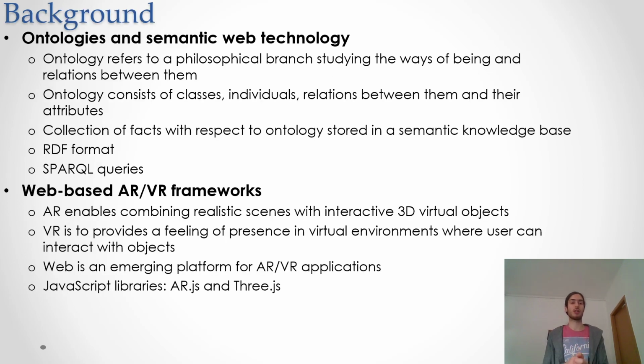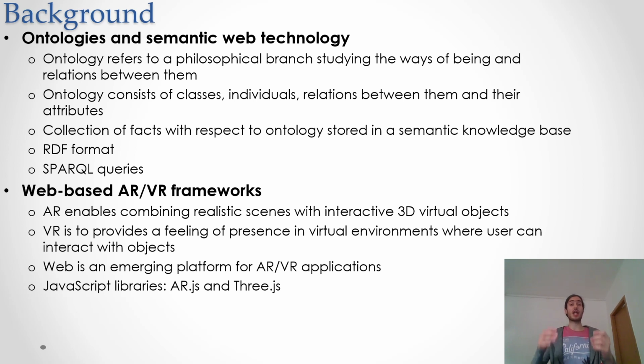Now let's see the background of the technical part of this paper. We have ontologies and semantic web technology. Ontology refers to a philosophical branch that studies the ways of being and the relations between them. In the domain of computer science, an ontology is a conceptualization of a particular domain. Each ontology consists of classes, individuals, relations between them, and their attributes and properties.